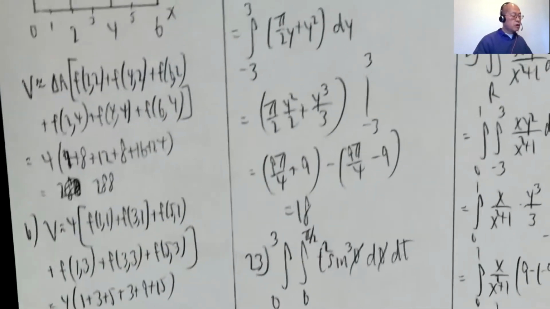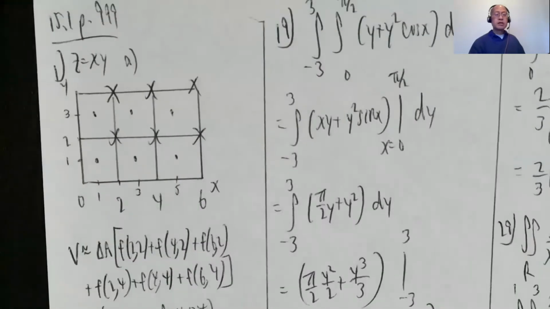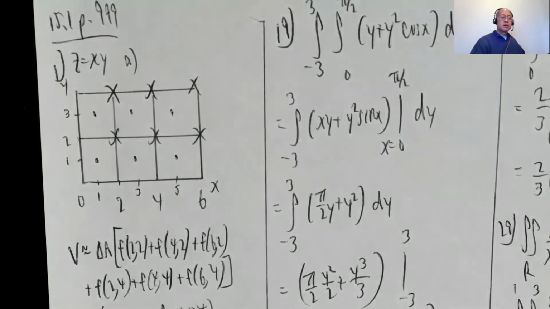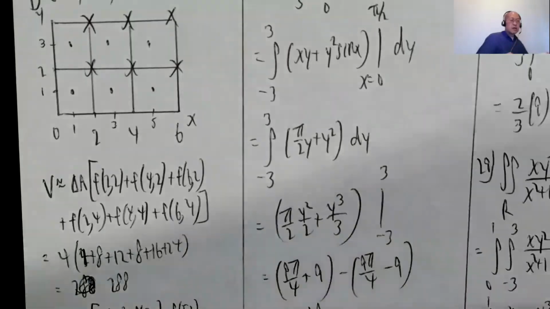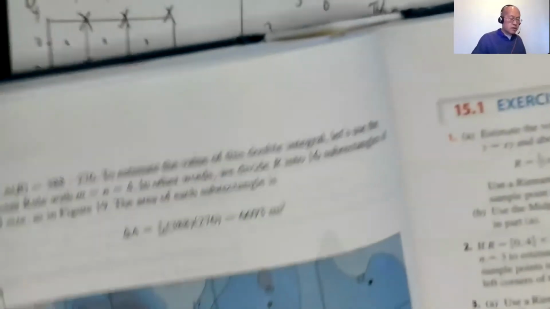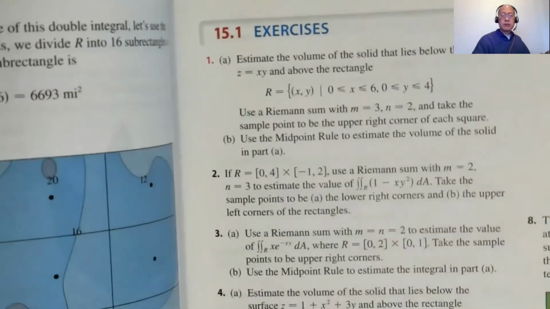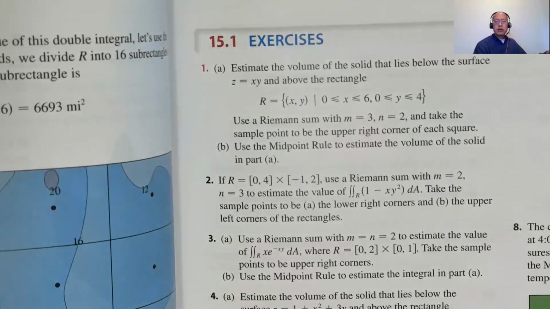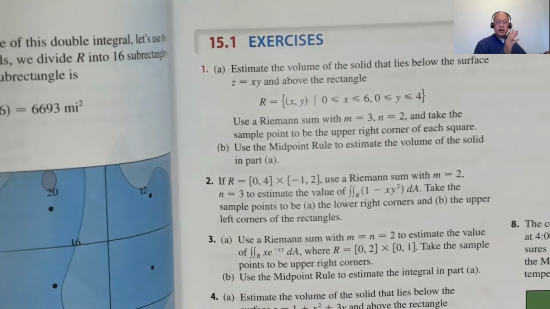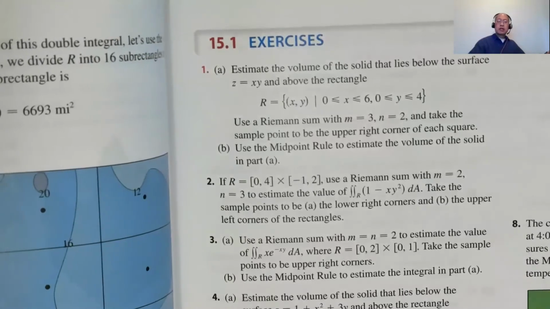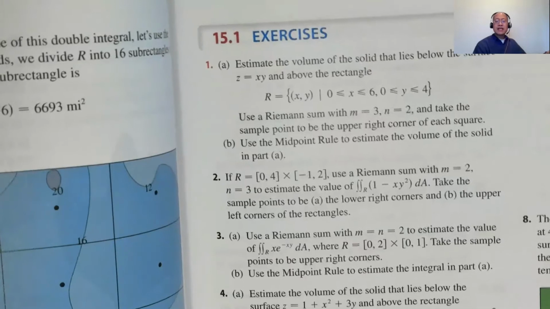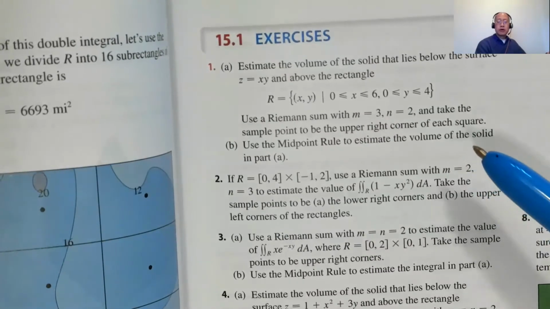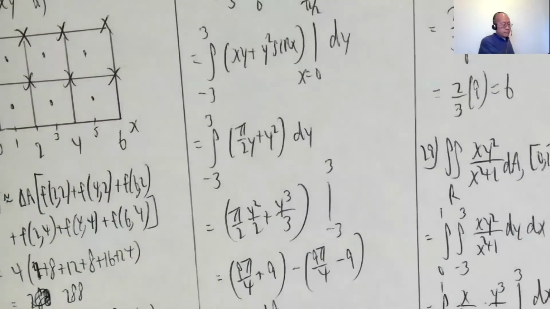All right, so 15.1, page 999, number 1, z equals x times y. Part A, looks like they're asking me to pick the upper right point of each rectangle. Let's take a look at the question. So number 1, z equals xy. X is going from 0 to 6, y is going from 0 to 4. Use a Riemann sum with m equals 3, n equals 2. So in the x direction, chop it up into 3 pieces. In the y direction, chop it into 2 pieces. And take each sample point to be the upper right corner of each square. Part B, use the midpoint rule.